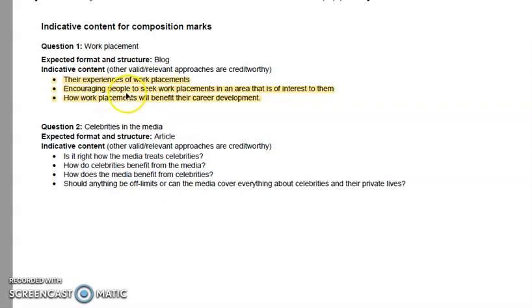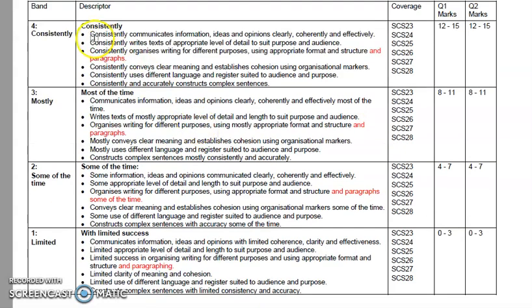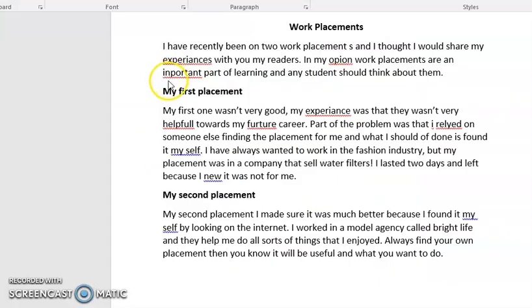So experiences of work placement, encouraging people to seek work placements in an area of interest to them, and how work placements will benefit their career development. So with that in mind, let's have a look here at the first couple of bullet points. So remember, that's communicating information, ideas and opinions clearly and effectively, and going into the right level of detail when required. So do feel free to pause the video here and have a go at this yourself.